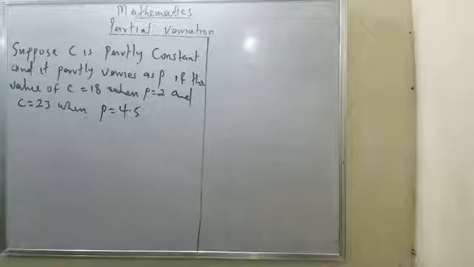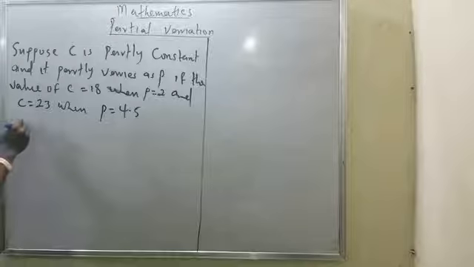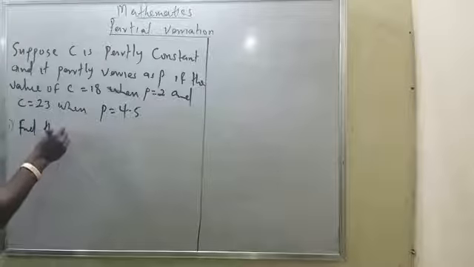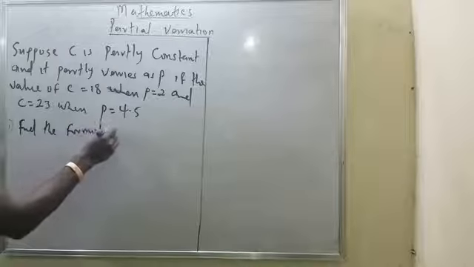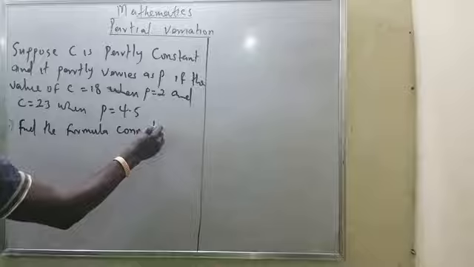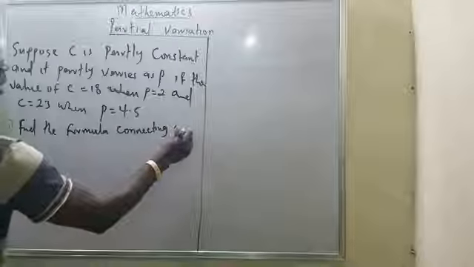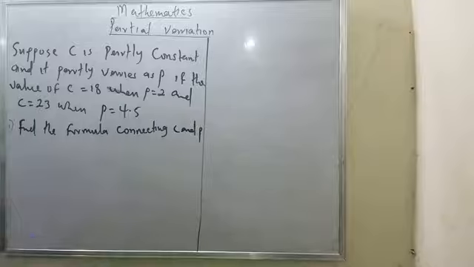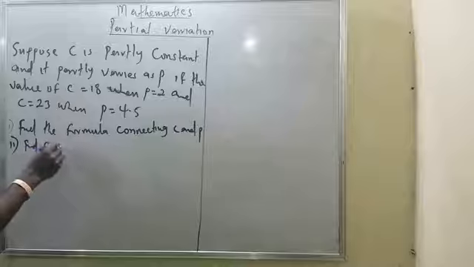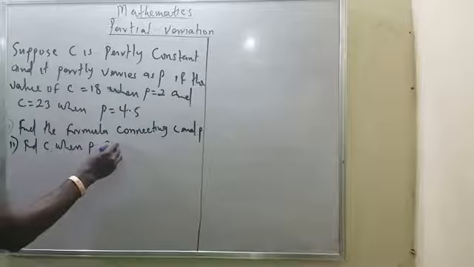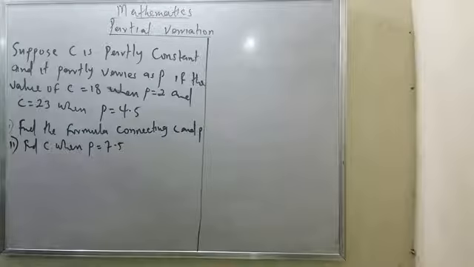Now, what you need to do is: solution. Firstly, find the formula connecting C and P. Then find C when P equals 7.5. Now, the solution to this problem. Let's try to solve this very good problem. Solution.